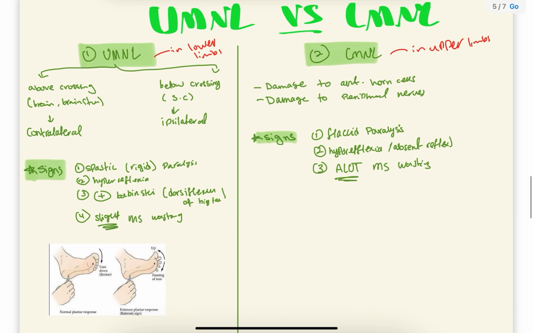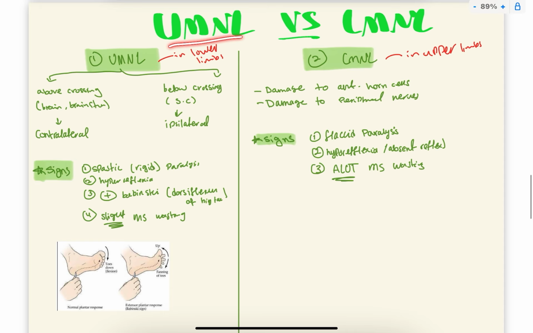Now let's talk about the upper motor neuron lesion versus the lower motor neuron lesion. The upper motor neuron lesion, you can think of it as the opposite. In what regards to what? Upper affects the lower limbs, lower affects the upper limbs. Now, if the upper motor neuron lesion happened above the crossing, let's say in the brain or the brainstem, it will be a contralateral lesion, so on the opposite side of your body.